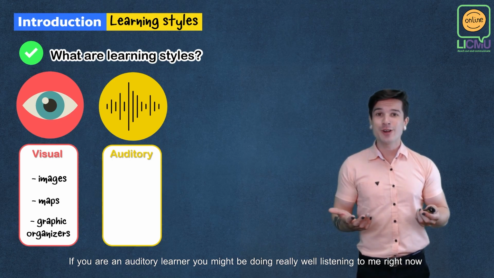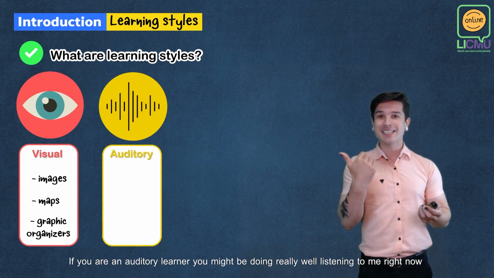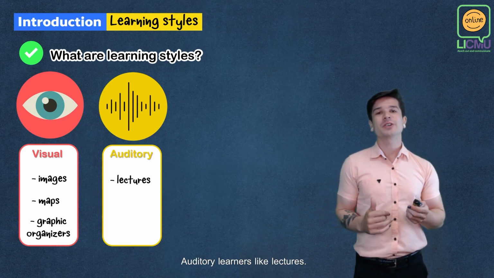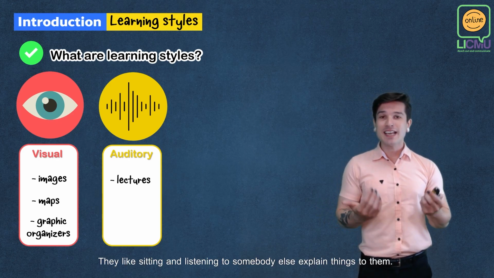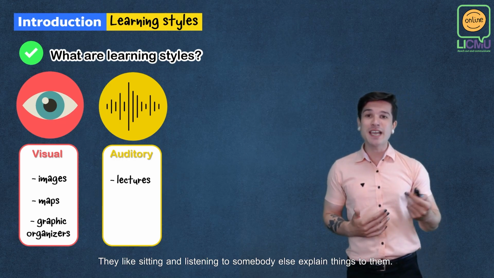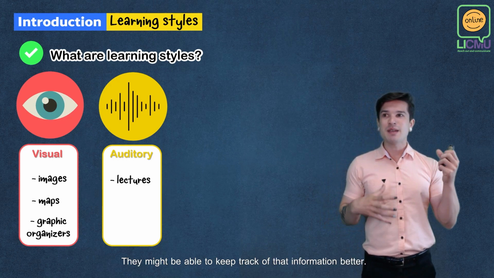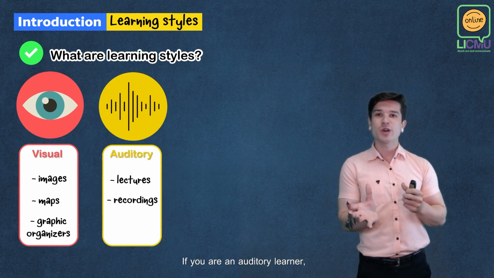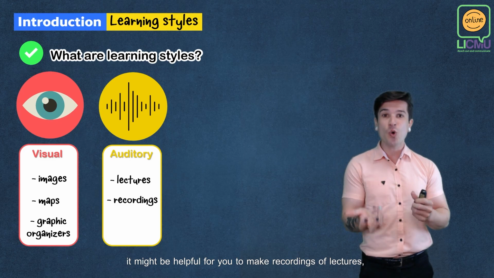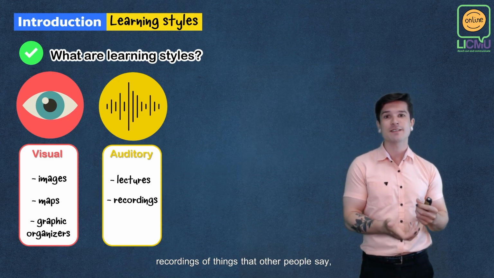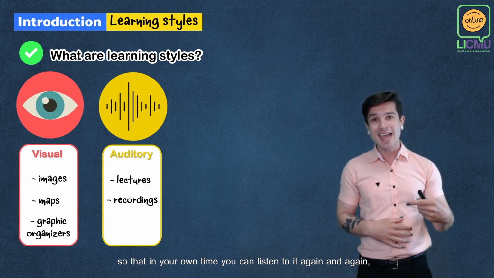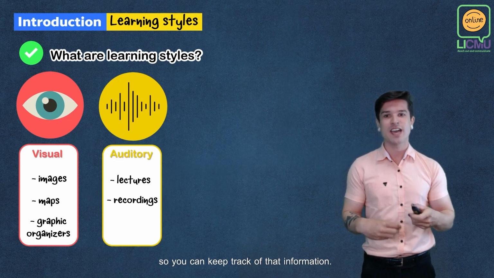If you are an auditory learner, you might be doing really well listening to me right now and remembering that information. Auditory learners like lectures. They like sitting and listening to somebody else explain things to them. They might be able to keep track of that information better. If you're an auditory learner, it might be helpful for you to make recordings of lectures, recordings of things that other people say, so that in your own time you can listen to it again and again so that you can keep track of that information.